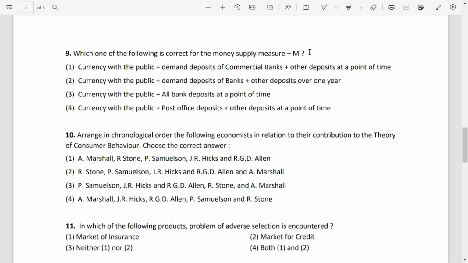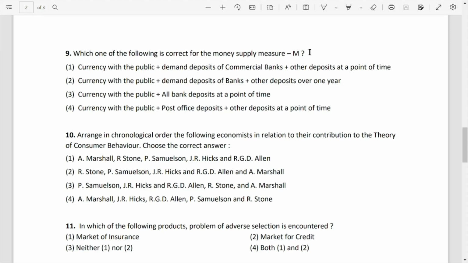So let's move on from that. This is M1. Let's move to our question. So, which one is the correct option? Currency with public, demand deposits of commercial banks, plus other deposits at a point of time. This is the correct option, no need to go further. But if you want to take a look, currency with public, yes, demand deposit of bank, yes, this is okay. Other deposits over 1 year, this is not, because money supply is measured at a point of time, and this is a period of time. This is at a point of time.